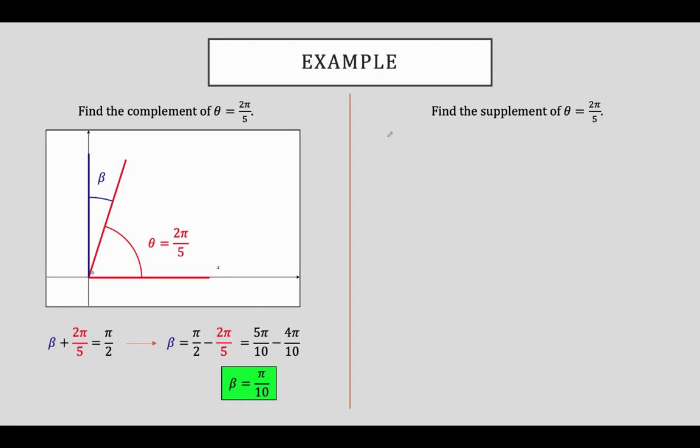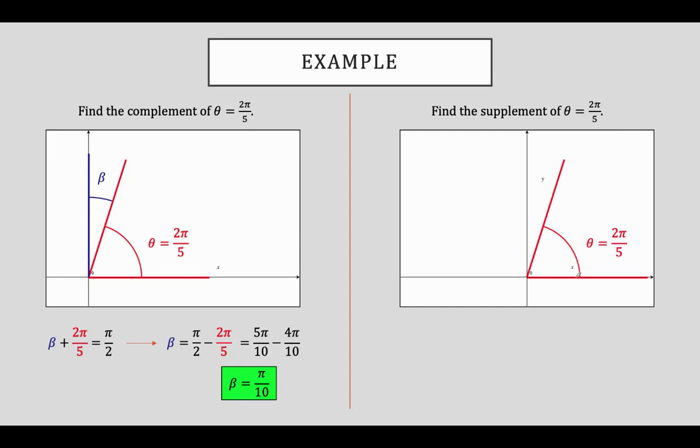All right, find the supplement of the angle theta is equal to 2 pi over 5. Well, again, here is my angle 2 pi over 5 in the first quadrant. The supplement of that angle would be this green angle here. Let's call that alpha, all right? And we know that supplements have to add up to pi radians. So alpha plus 2 pi over 5 has to equal pi. In order to solve for alpha, all we have to do is subtract 2 pi over 5 from both sides of the equation. Alpha is equal to pi minus 2 pi over 5, and now I can get a common denominator once again. In this case, my least common denominator is going to be 5.